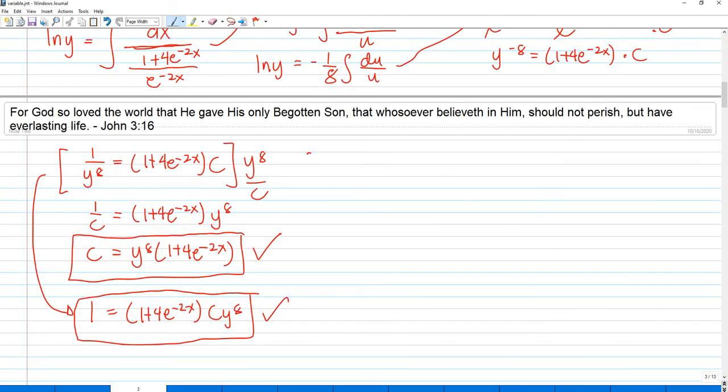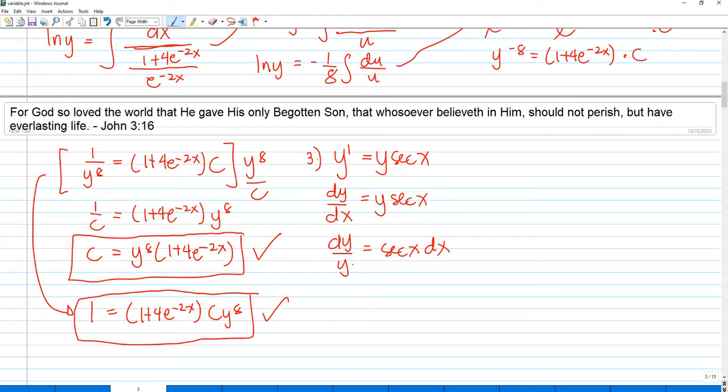So for number 3, y prime equals y secant of x. So again, we have dy all over dx, and we have y secant of x. So we have dy all over y, and we have secant of x dx. So we have already separated. Okay, so it's time for integration. So we have ln of y equals the integral of secant of x, which is ln of secant of x plus tangent of x plus c.